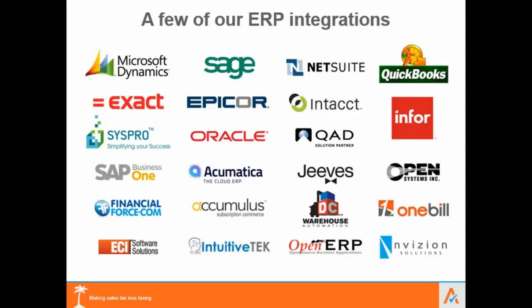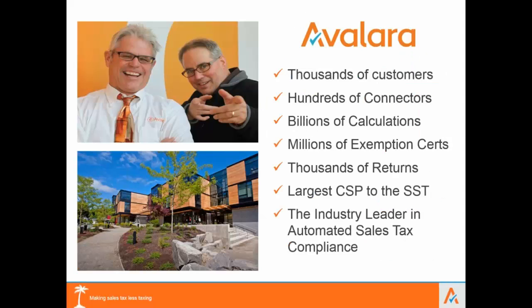At this point, we do billions of tax calculations for the customer base. We manage millions of exemption certificates. We'll probably do in the neighborhood of 500,000 tax returns for the customer base. We're the largest certified service provider to the Streamlined Sales Tax Organization, and we've become the industry leader in automating sales tax compliance. So this is a small list of some of the accolades that we have. I know a large percentage of the WebGility user base is on QuickBooks, so I put this up there just to show that we are a gold certified developer with Intuit.